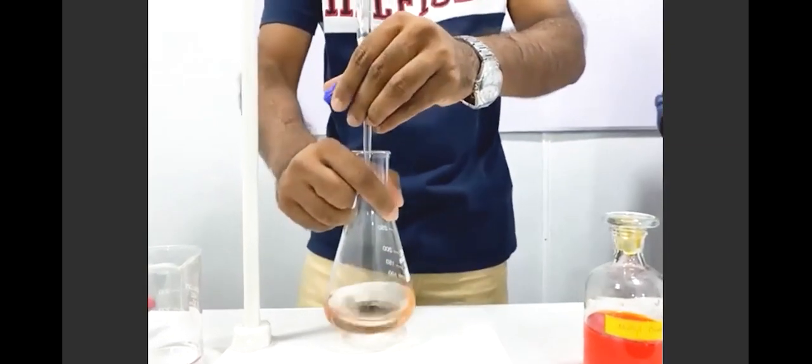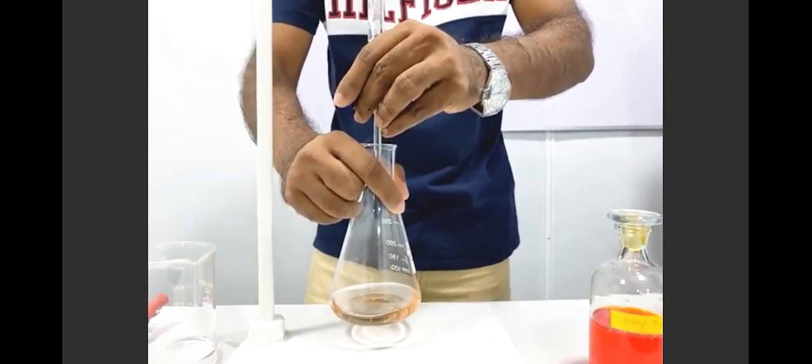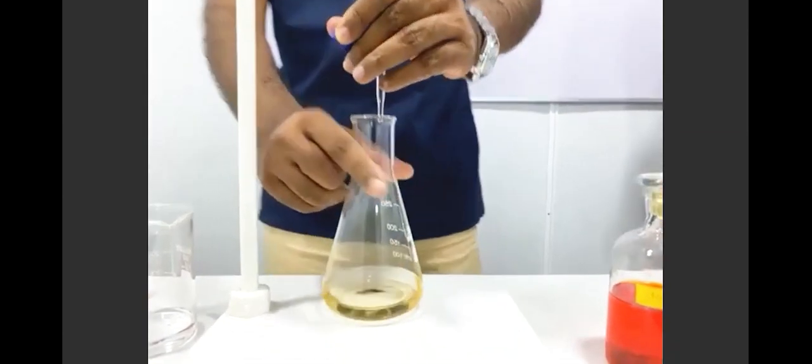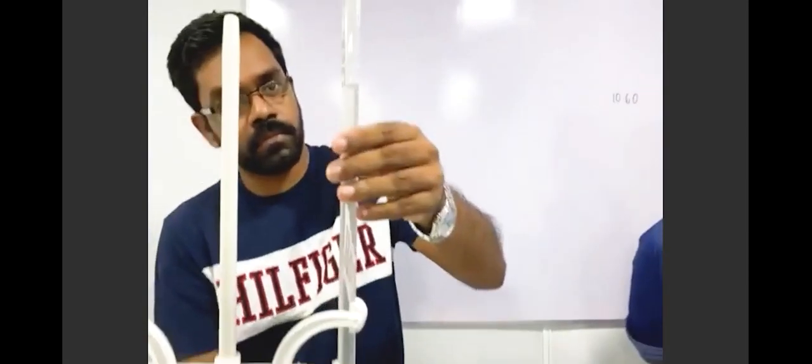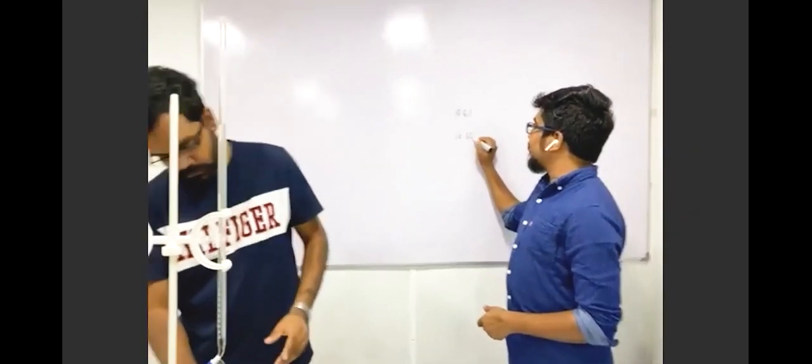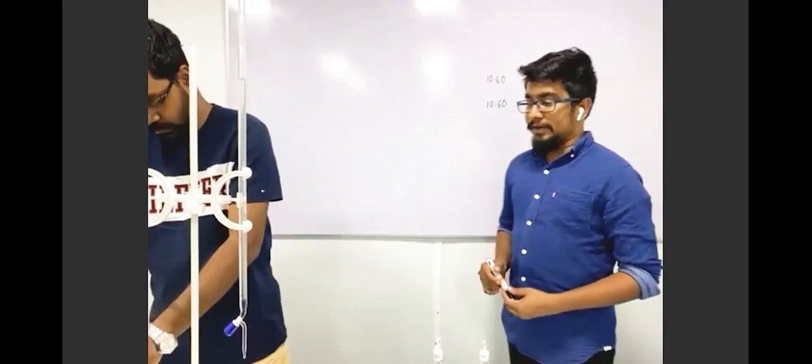Okay. Right, so we have come a bit closer to the end point. We'll add drops to get the best, yes. 10 points. Again, we got 10.6. Right. So now our first accurate titration is 10.6. The rough titration volume is also 10.6, and the first accurate titration is also 10.6.